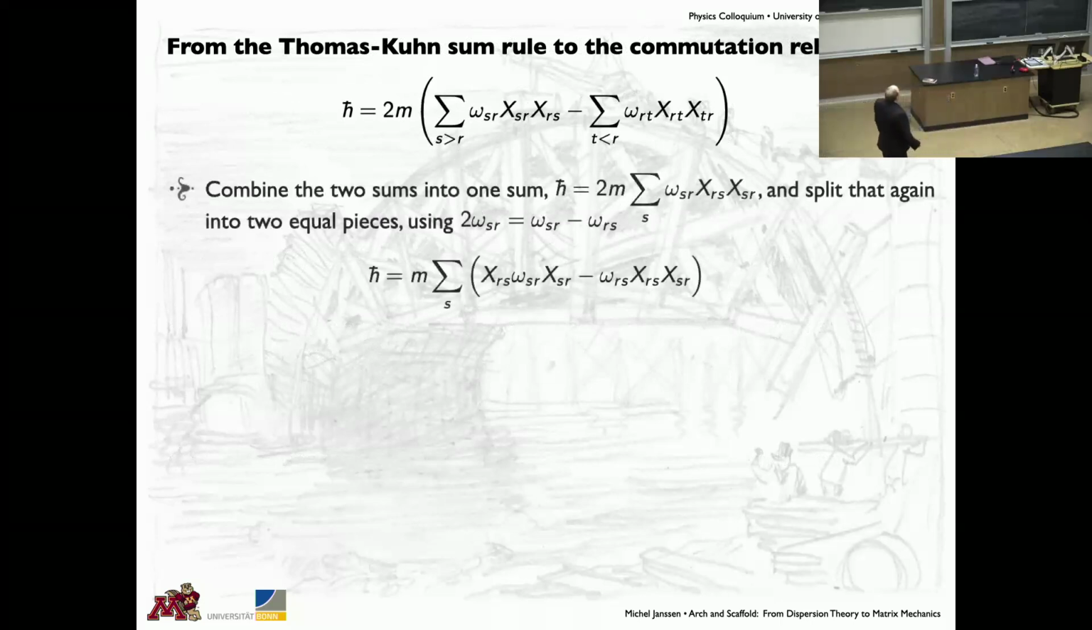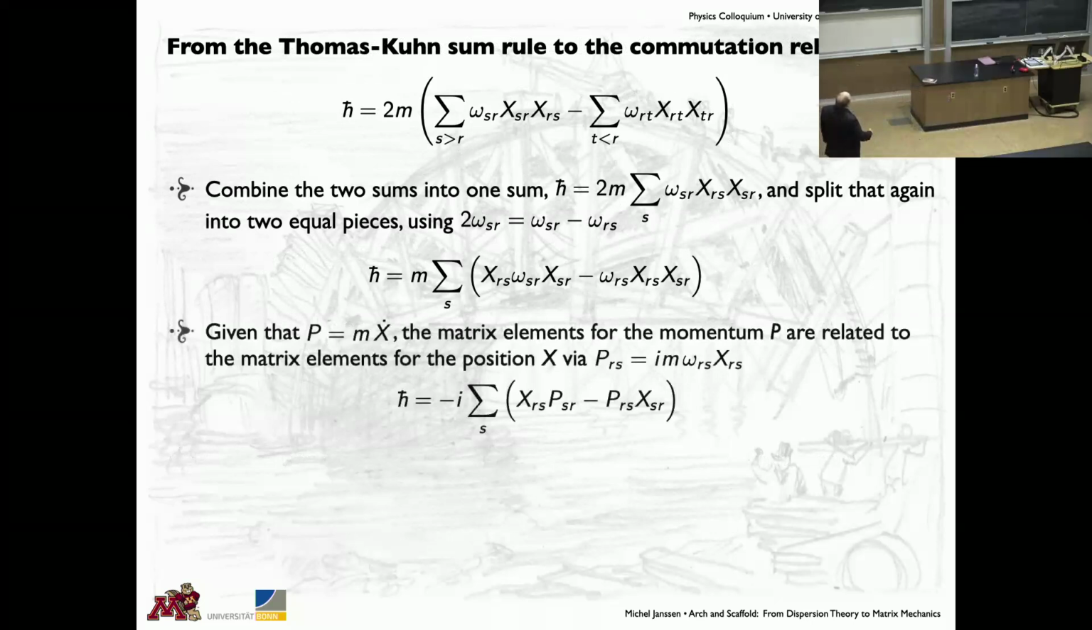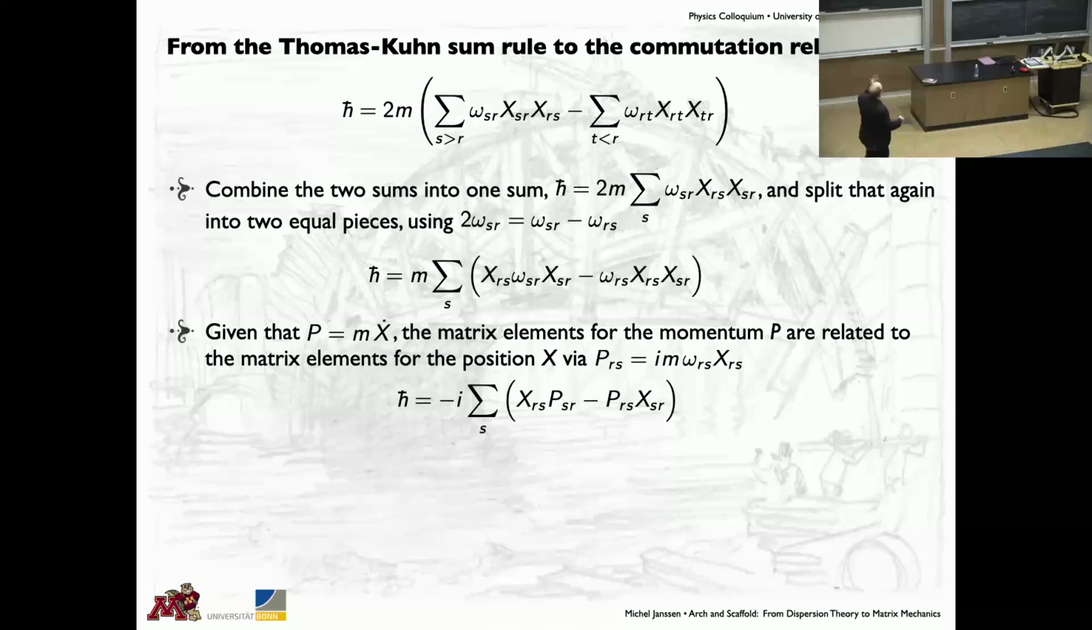We're going to combine the sums again and then split them up a little differently, namely like that. Now remember Umdeutung: you keep the classical equations, you just reinterpret them. So we still have p equals m x dot, but these are now matrices. And you see that the matrix for the momentum is related to the matrix for position like this. So you can identify here and here, these are actually the momentum.